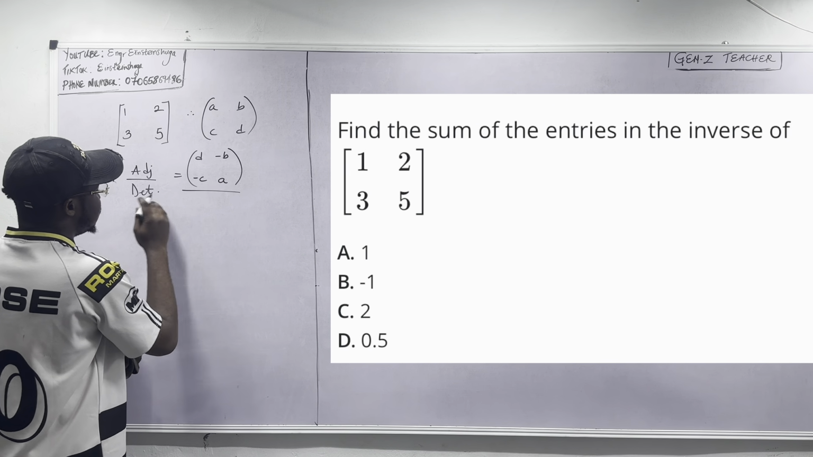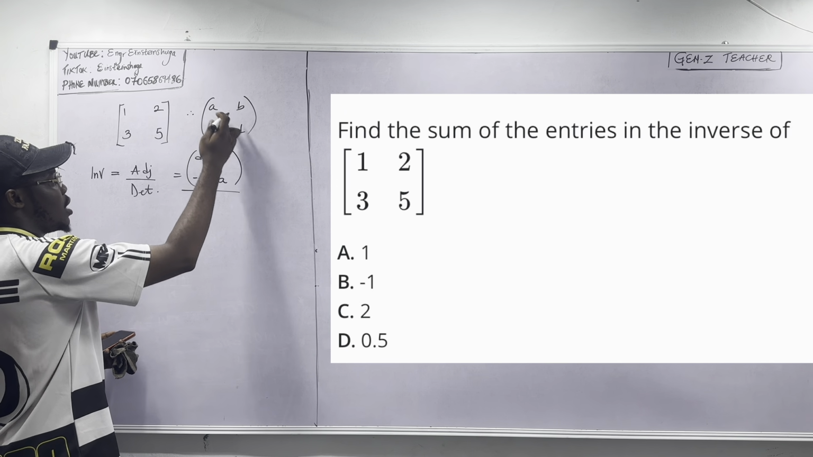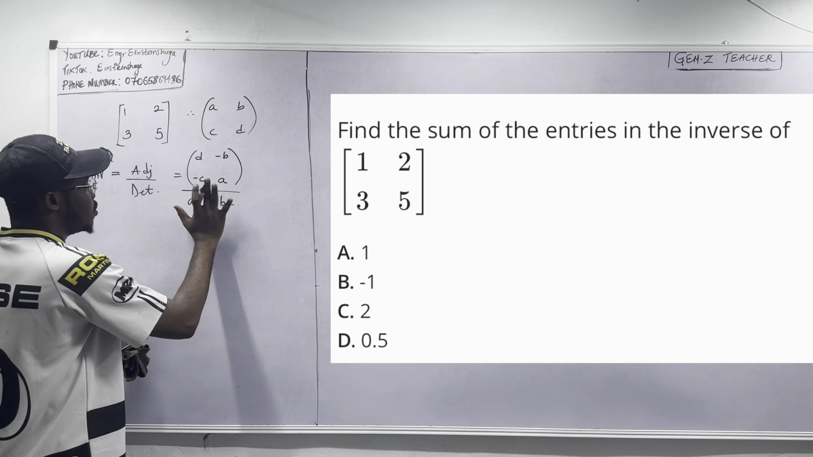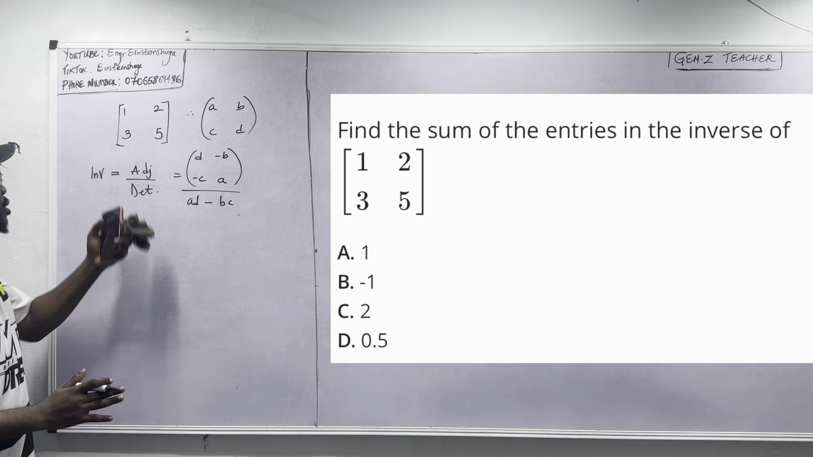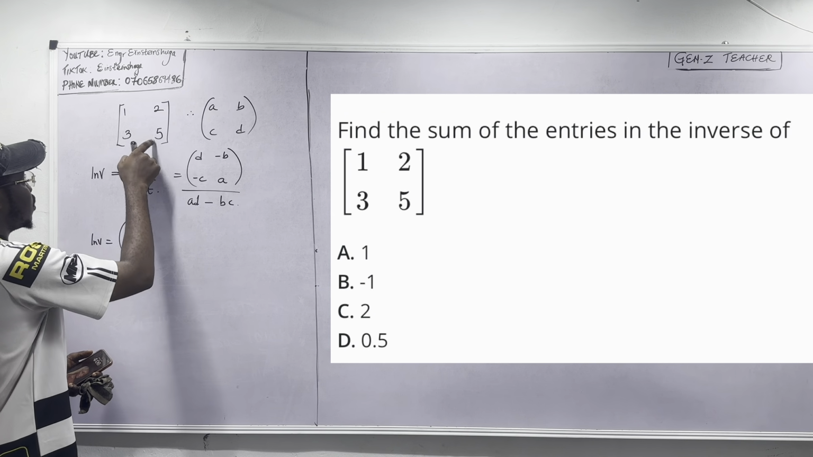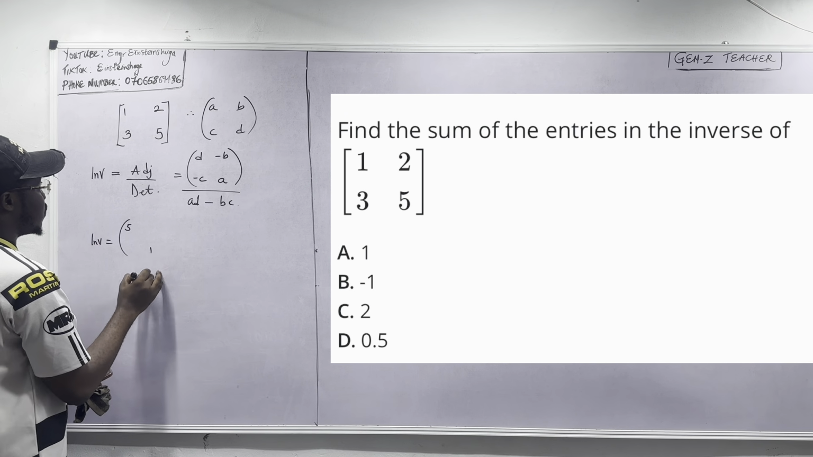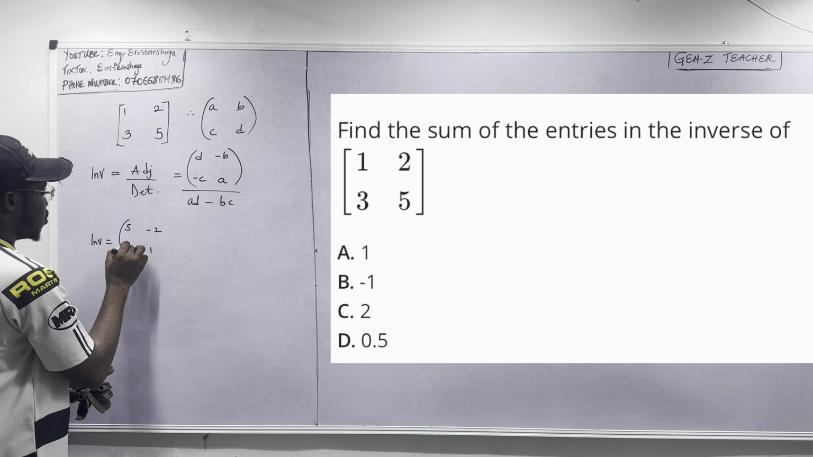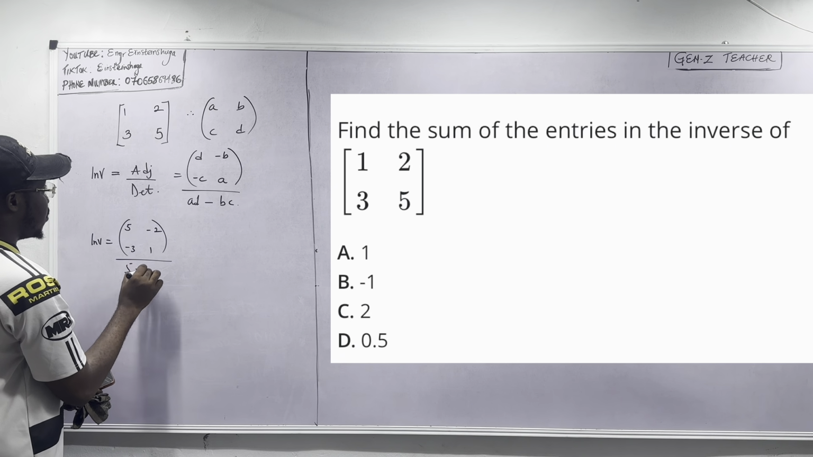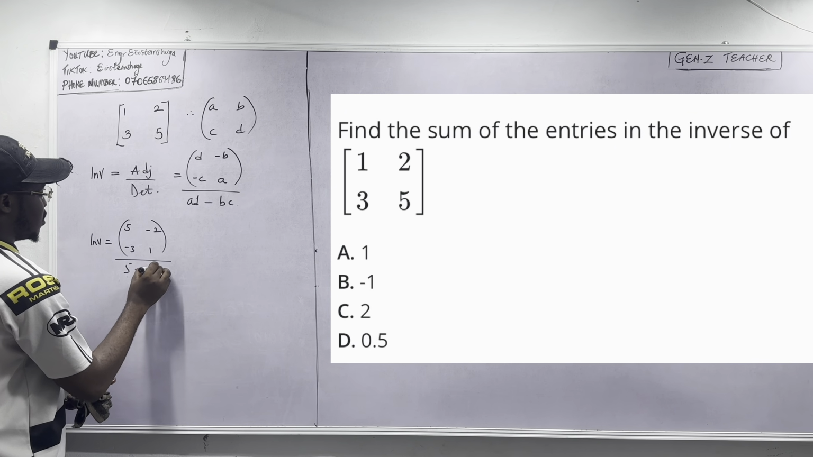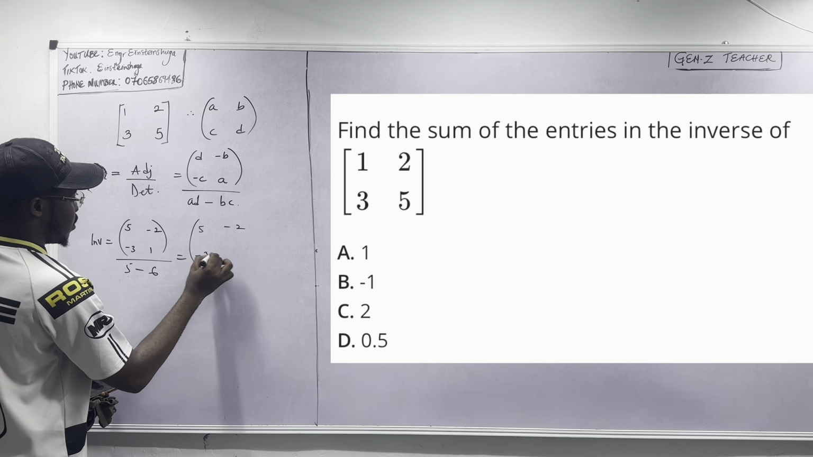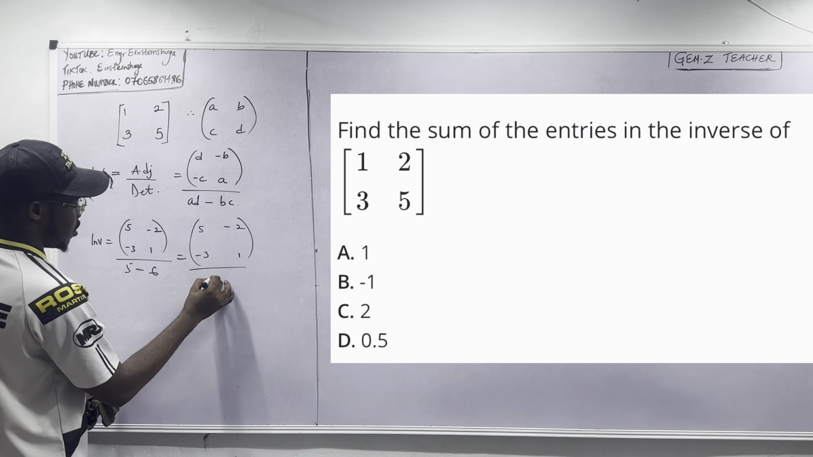Then the determinant is just cross multiplying: A times D, AD, minus B times C, BC. So this is how you get the inverse. Quickly, we're going to do that for this question. The inverse of this matrix should become: you swap 5 for 1, so we have 5 and 1, and we have minus 2 and minus 3. Then 1 times 5 is 5, minus 2 times 3 is 6. So we have 5, minus 2, minus 3 and 1, all divided by minus 1.